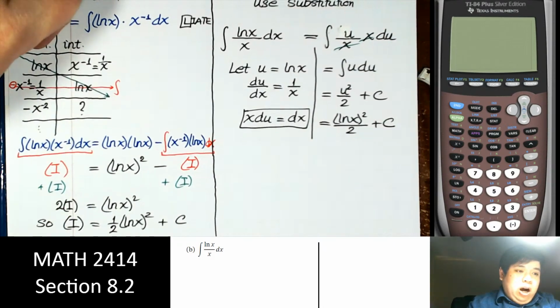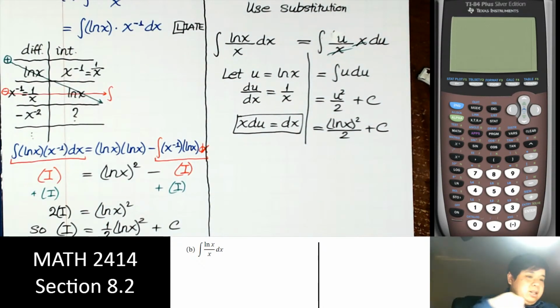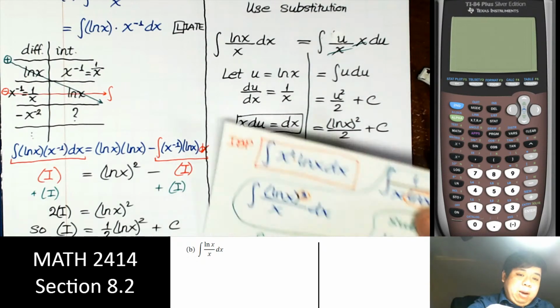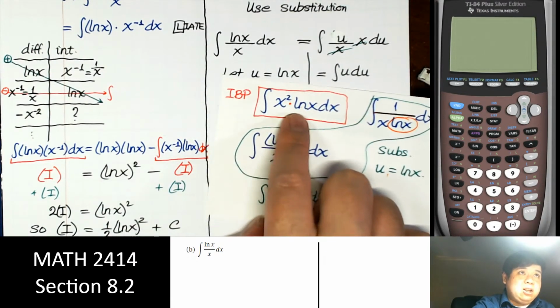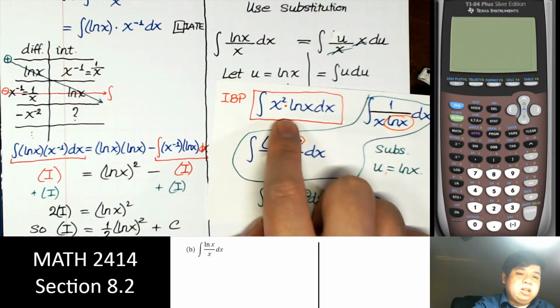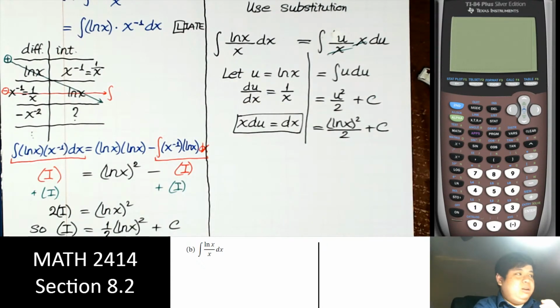So on this problem, we can use both integration by parts or substitution. Both of them work. But usually the rule of thumb, unless we have ln of x times something directly like this, is integration by parts. Other than that, I prefer to use substitution. So only use integration by parts where we cannot use substitution.